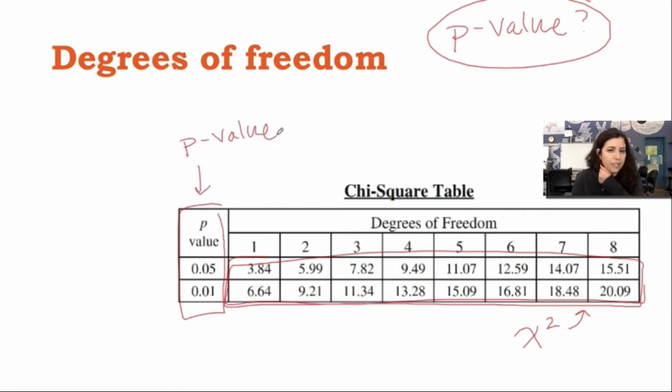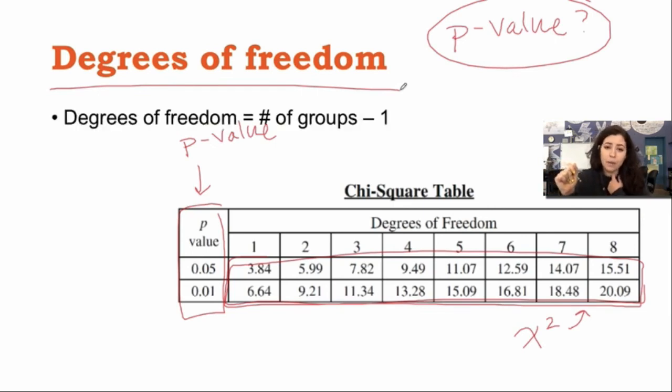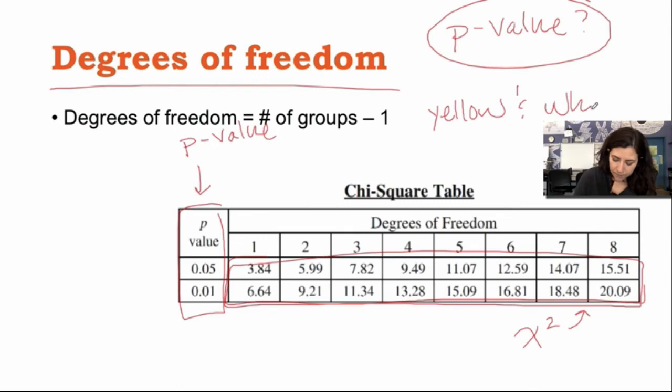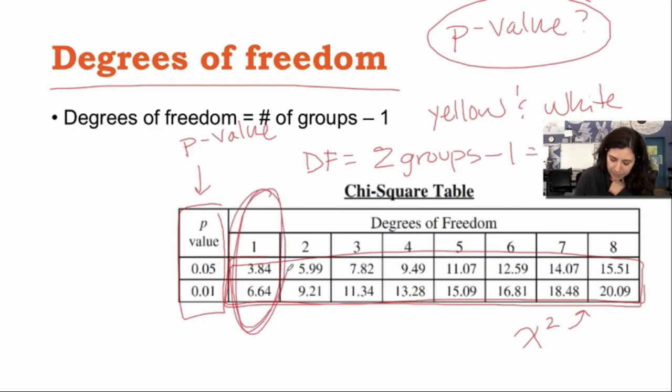And then we have this one extra little layer of stuff we need to understand, and that's this idea of degrees of freedom. This is just telling us what column in this table we need to look at. So we need to calculate the degrees of freedom, which is the number of groups you were comparing minus 1. So in our experiment, yellow and white were the two phenotypes we were looking at. So we had two groups, minus 1. So our degrees of freedom would be 2 minus 1, which is 1. So you would just be looking at this column in the chi-squared table.